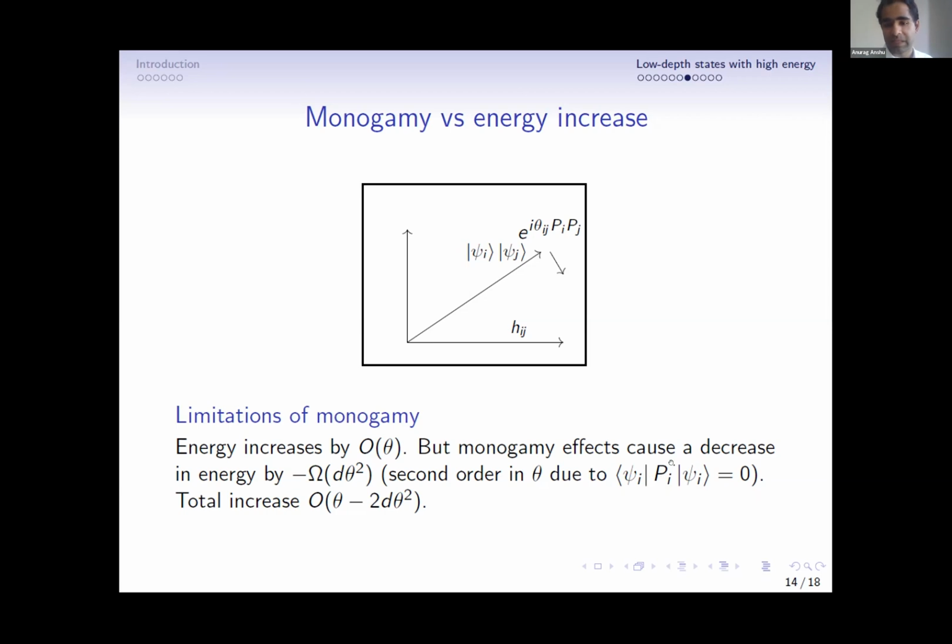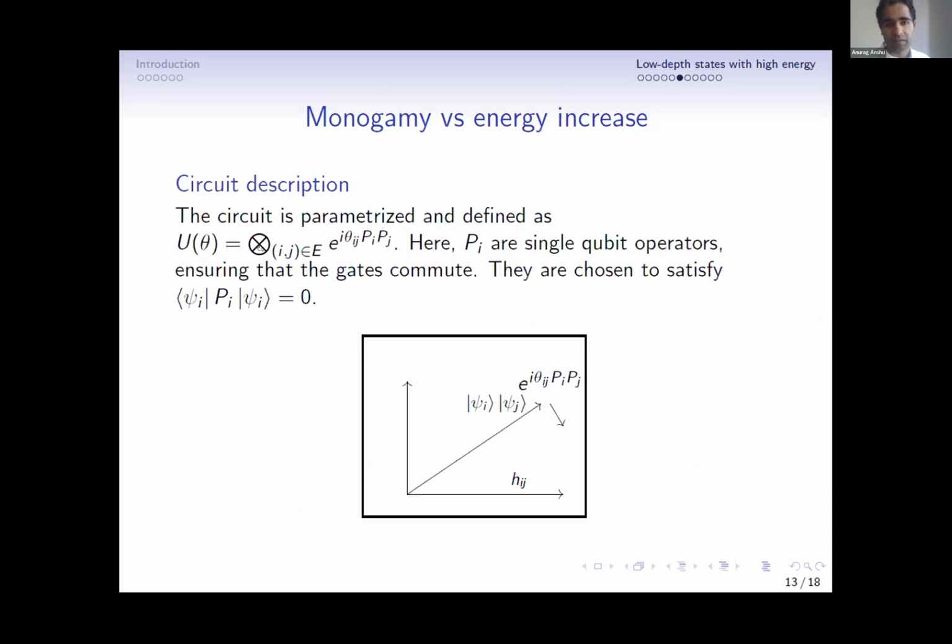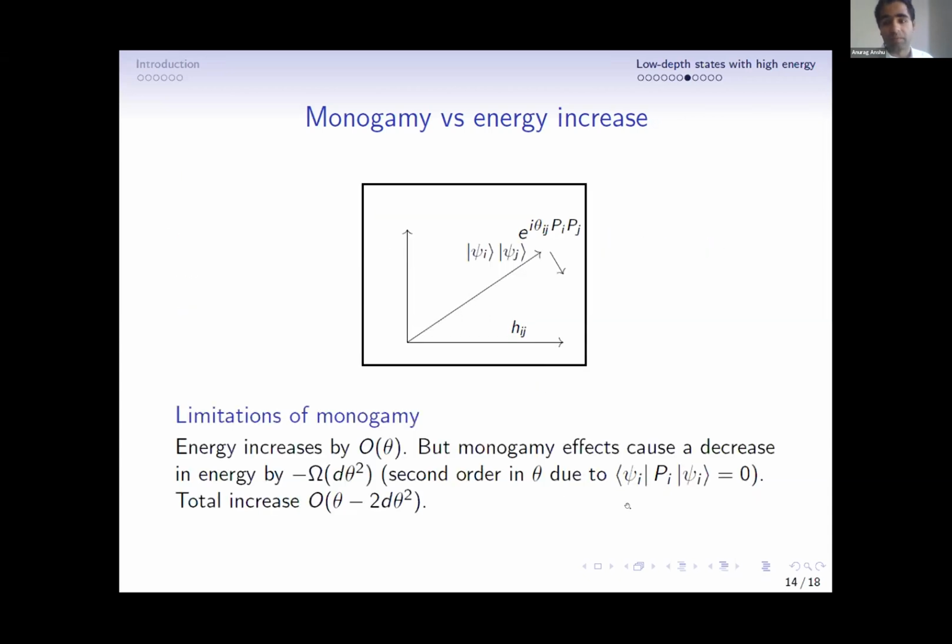But the fact that we chose this P in this form ensures that all the first order terms, when I compute the expectation of u with psi, completely cancel. That means there is no first order decrease in energy because of this choice that we make. And the decrease only occurs in the second order terms, and the decrease is minus d theta square. Because each edge talks to d other edges, there is a decrease of theta square for every other edge. So the total decrease is d times theta square, and the total increase is theta minus d theta square. And when you choose theta to be roughly 1 over d, you get an overall improvement.